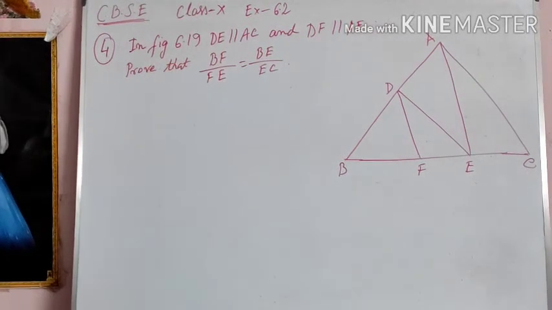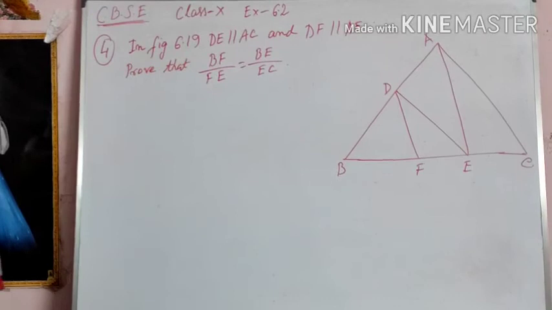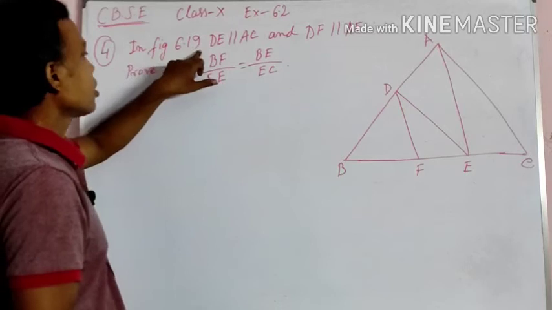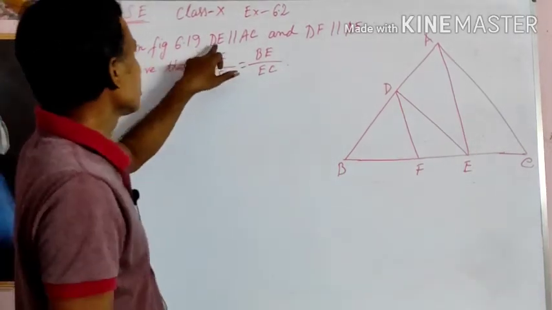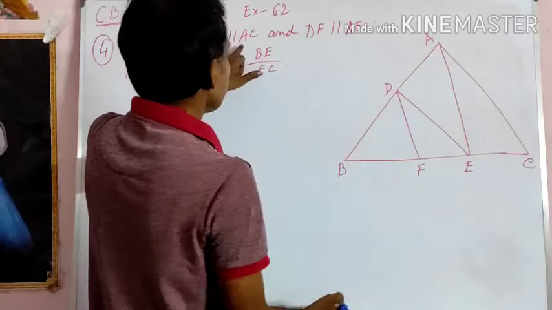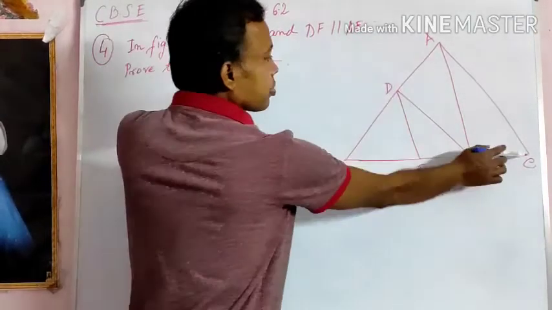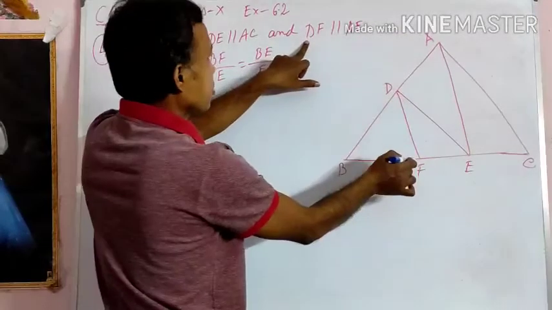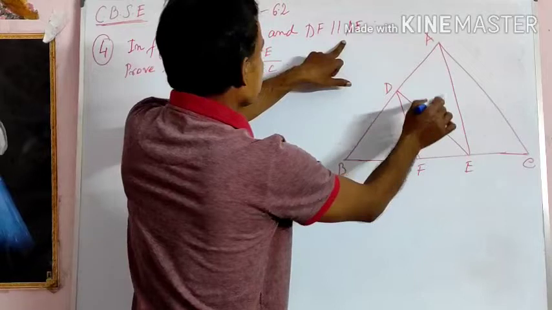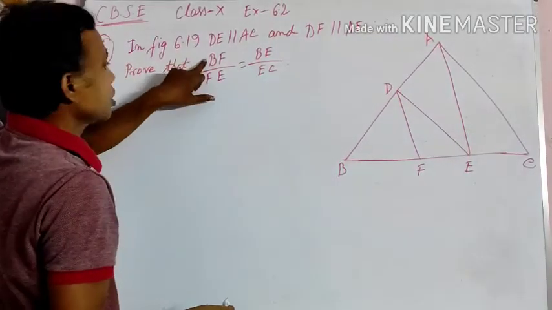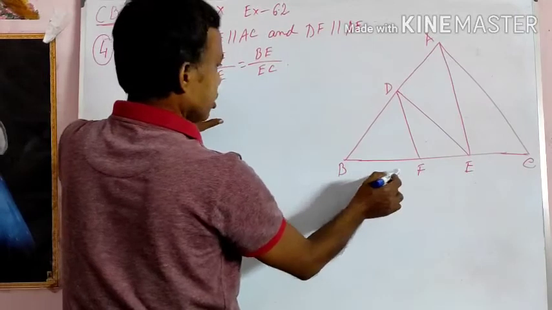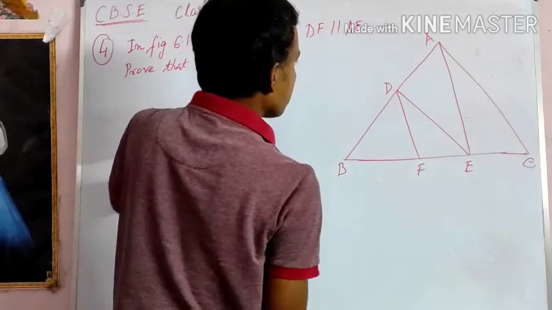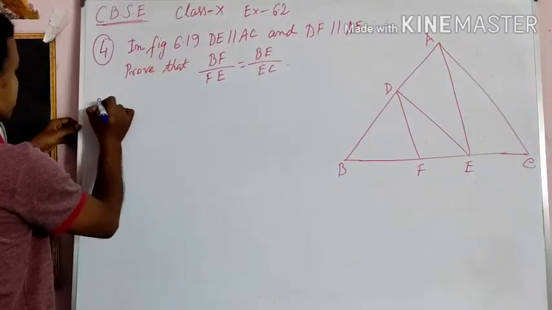So CBSE exercise 6.2 question number 4, class 10. In figure 6.19, DE is parallel to AC, and DF is parallel to AE. You have to prove BF by FE is equal to BE by EC. So let us prove it. Very important question.